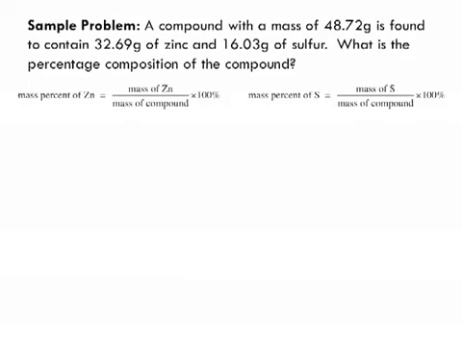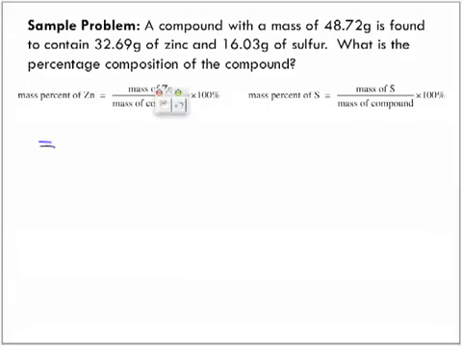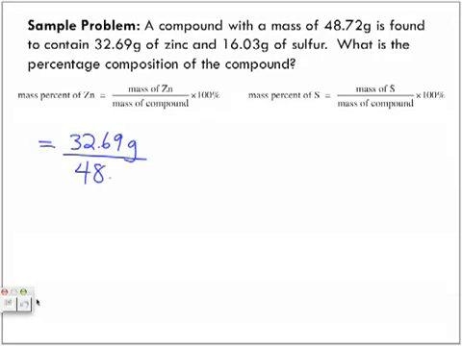What is the mass of zinc? 32.69 grams. Divided by, what's the total mass? 48.7. Oops.